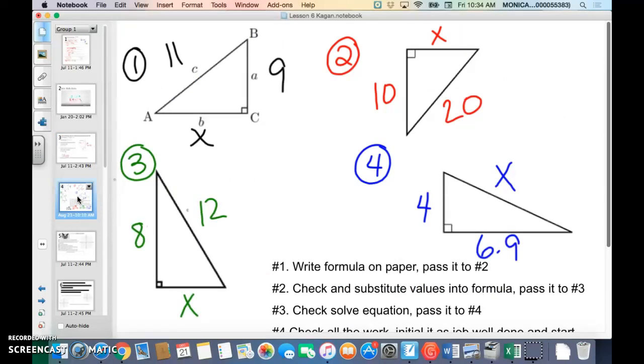Here are the questions, excuse me, for 1 through 4. So you're going to write the formula on the paper, pass it to player number 2. Player number 2 is going to substitute the values. Player number 3 is going to solve the equation, pass it to number 4, and then player 4 is going to check to make sure all the work was done correctly and start the next problem. So these are 4 problems you need to do on a separate sheet of paper.